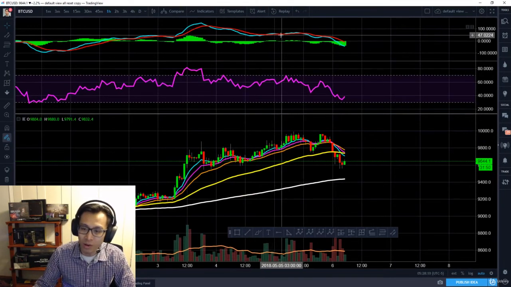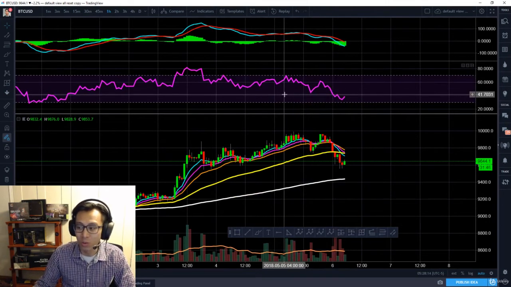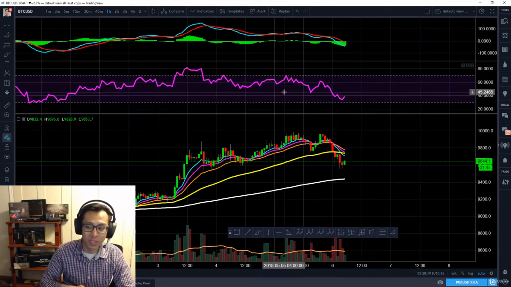So we've covered basically the MACD. We've covered the RSI as well, which are very common indicators. We've covered moving averages as well. Now, I personally don't use Ichimoku clouds. I personally don't use Bollinger Bands. I don't use stochastic RSI. There's a lot of indicators out there, guys.